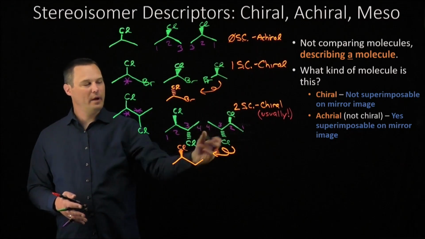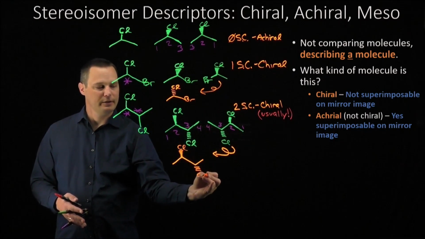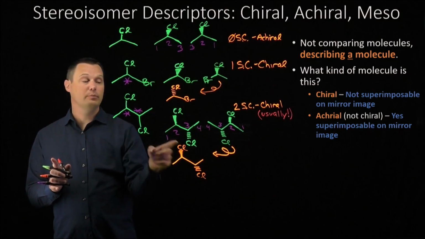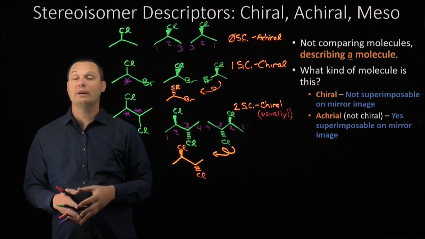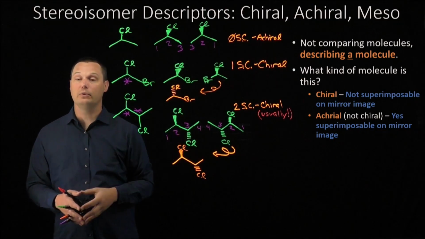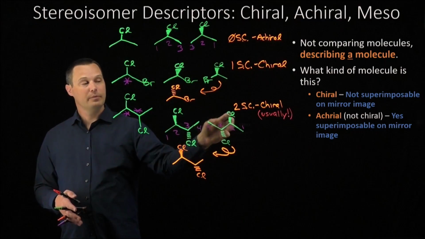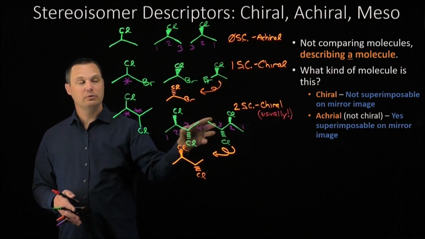And this chlorine that's on a wedge will now be flipped down onto a dash. And look what just happened. Now these two molecules are the same. They are superimposable. I can pick up the orange one and put it directly on top of the green one. They're the same molecule. So unlike we've seen before, the mirror image is not a different molecule. The mirror image is the same molecule drawn twice.